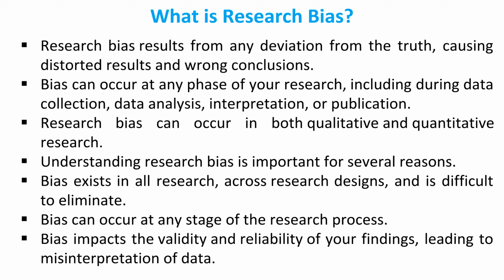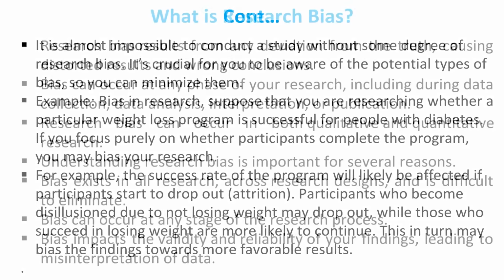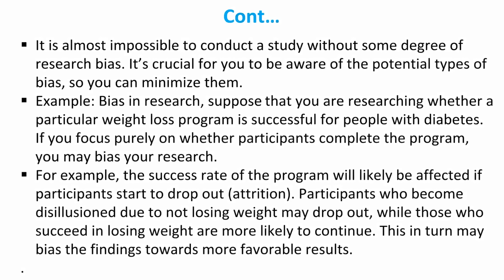Research bias can occur in both qualitative and quantitative research. Understanding research bias is important for several reasons. Bias exists in all research, across research designs, and is difficult to eliminate. Bias can occur at any stage of the research process. Bias impacts the validity and reliability of your findings, leading to misinterpretation of data. It is almost impossible to conduct a study without some degree of research bias. It's crucial for you to be aware of the potential types of bias, so you can minimize them.